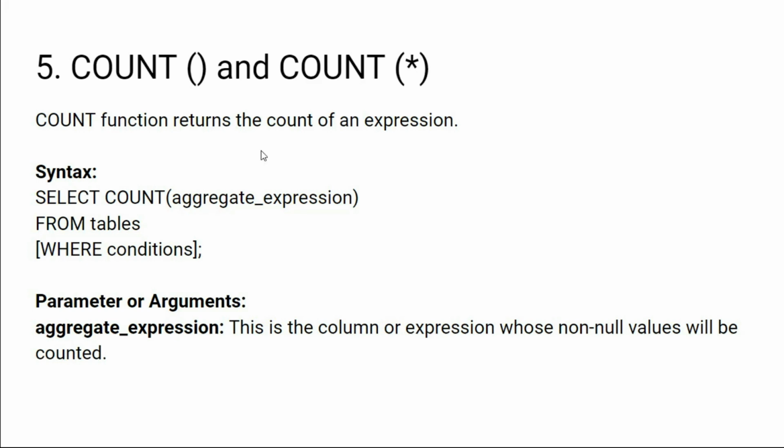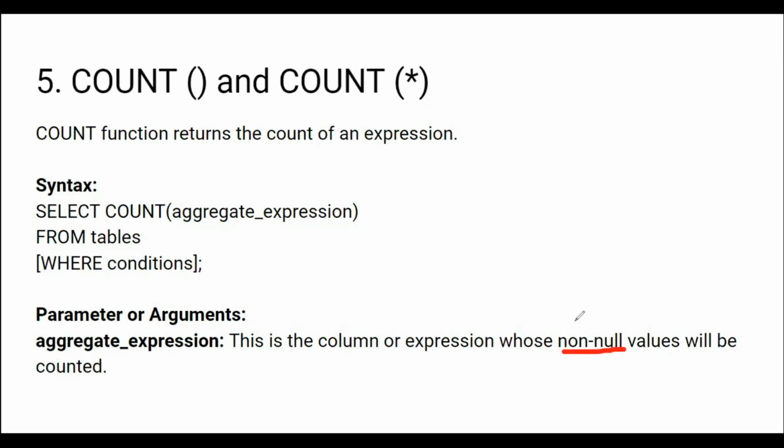In select count, the aggregate expression can be a column or an expression, and only its non-null values will be counted. The null values will be neglected. If you want to include the null values also, then you have to put a star over here. If you put count of star, the null values will be included. If you have given the column name or the expression, then the null values will not be considered. So these are the five different aggregate functions.